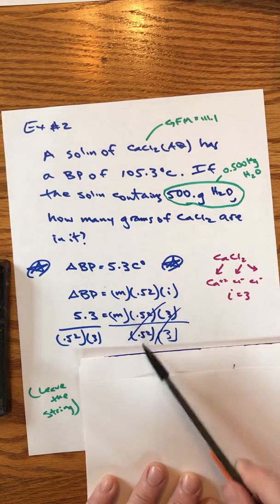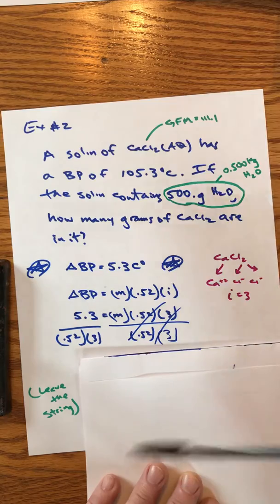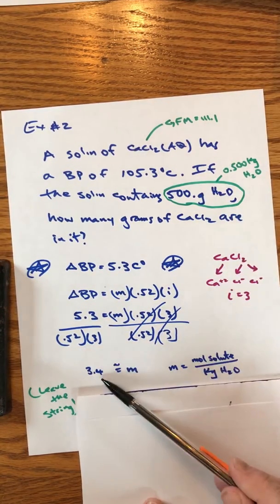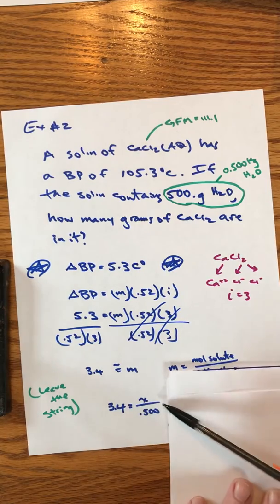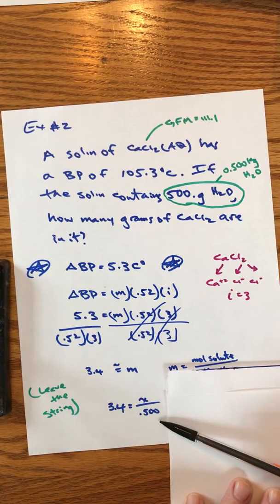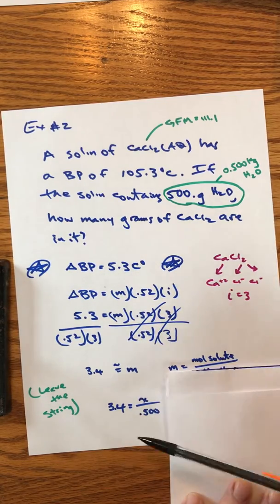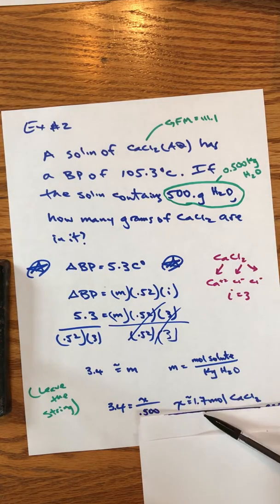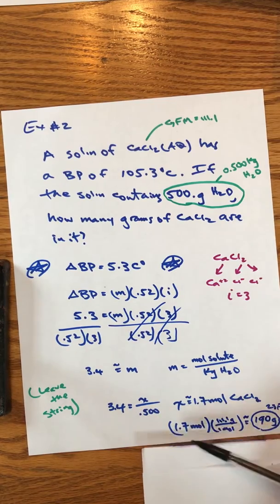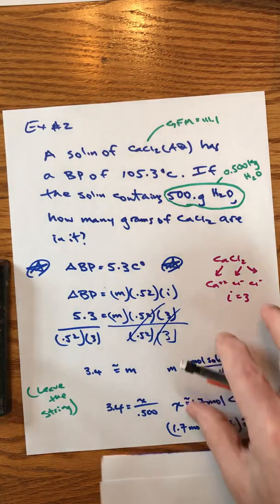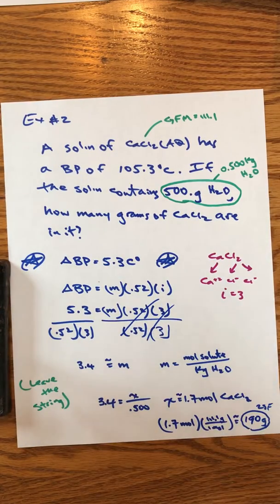So you've backtracked it, you've solved it for molality, and understand that molality is moles of solute over kilograms of water. You had half a kilogram of water, so your 3.4 is your number of moles divided by 0.5 kilograms. You can do it algebraically or dimensionally. I did it algebraically here. Cross multiply, solve it for x, and you've got about 1.7 moles of calcium chloride. Leave that string in your calculator, use your GFM, down to 2 sig figs, that's about 190 grams of calcium chloride that would have been dissolved in that 500 grams of water.